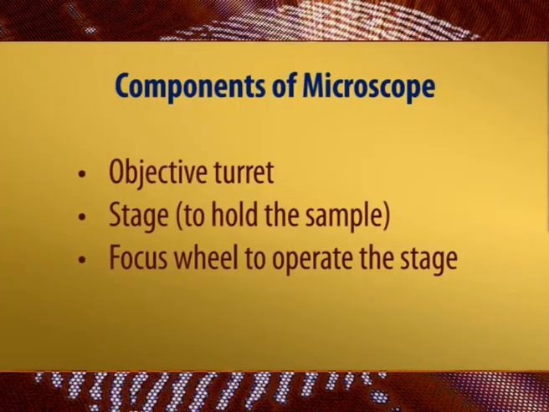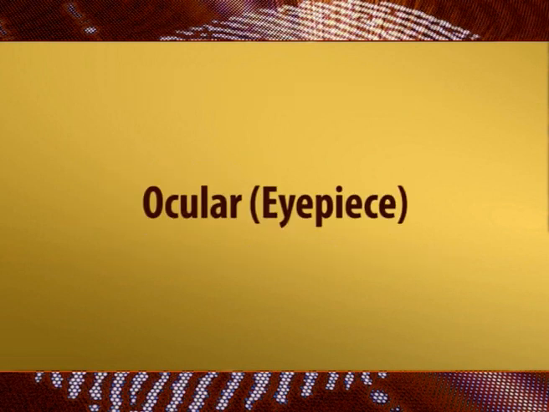In addition, the vast majority of microscopes have the same structural components: objective, turret, stage to hold the sample, focus wheel to operate the stage. Ocular lens, that is the eyepiece.